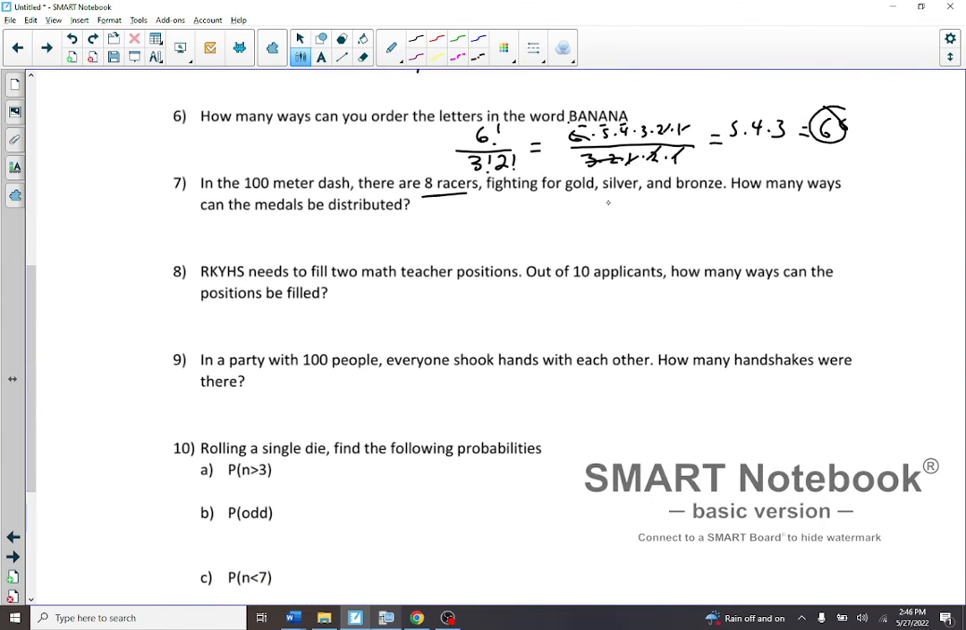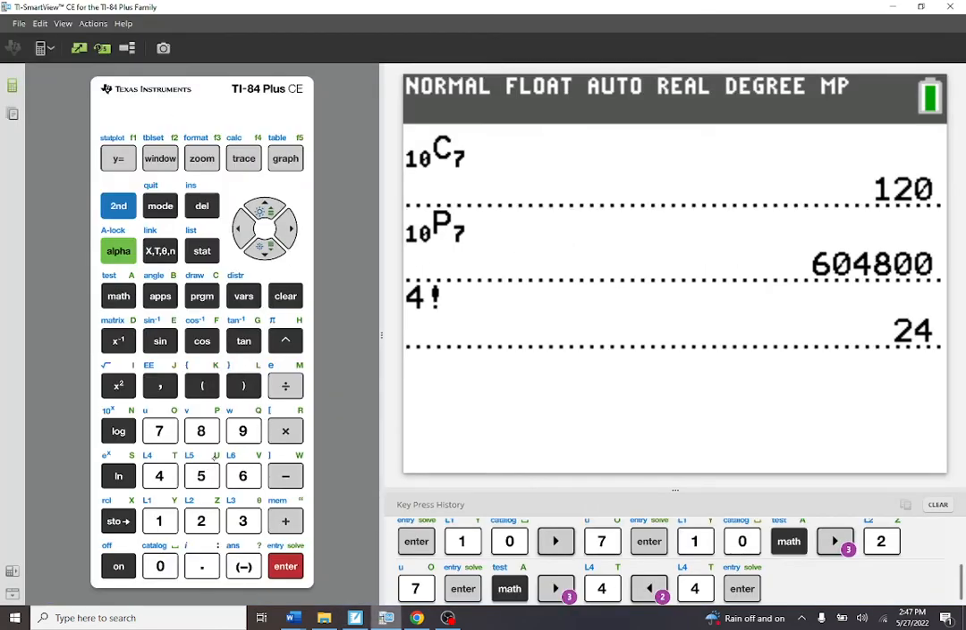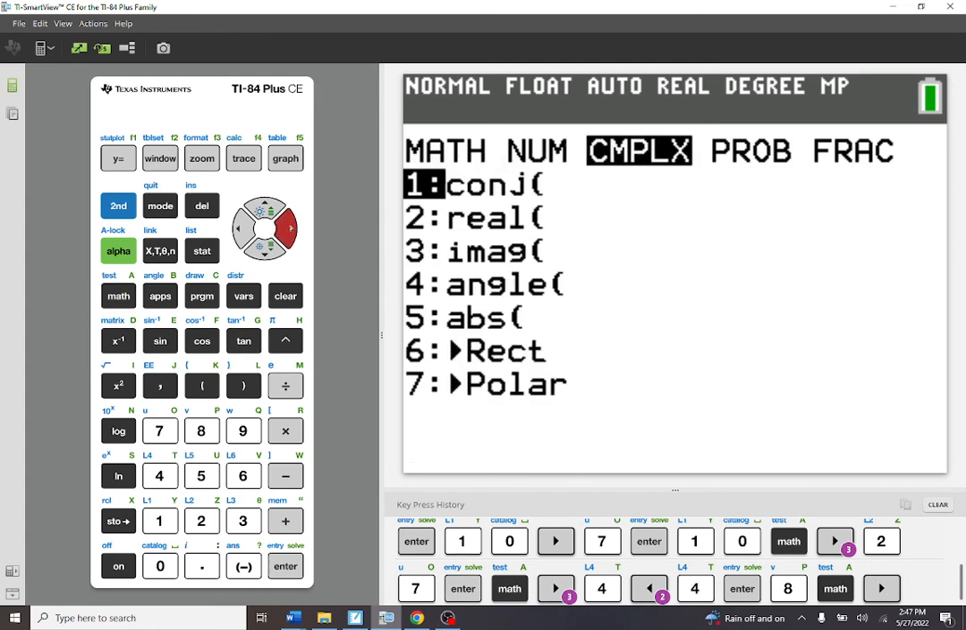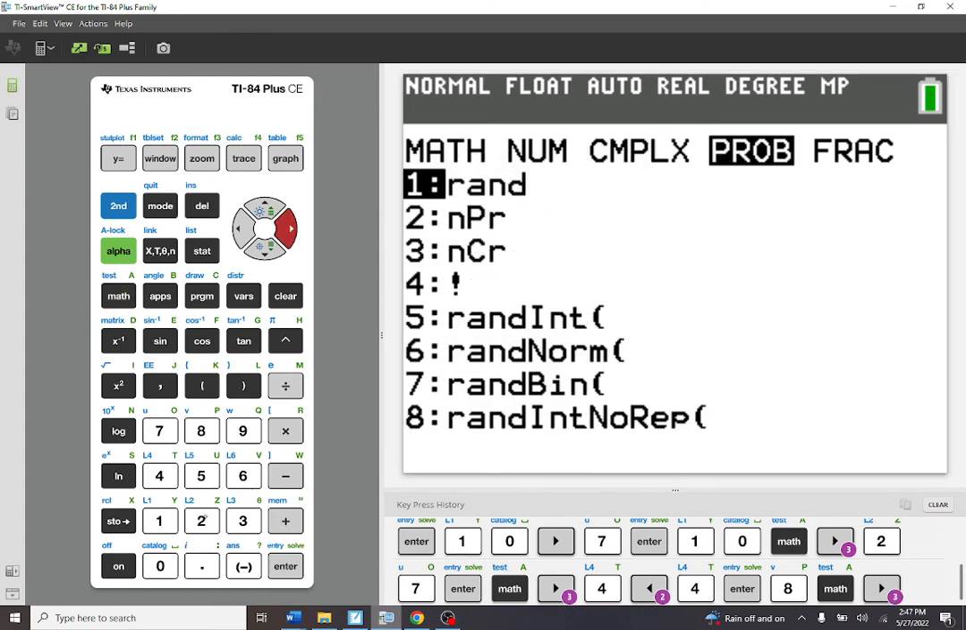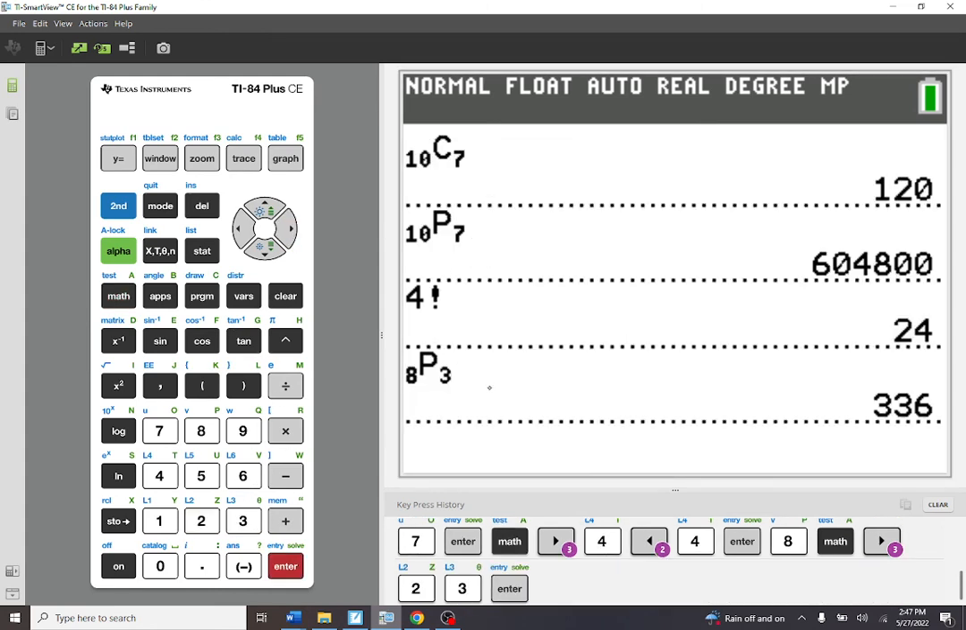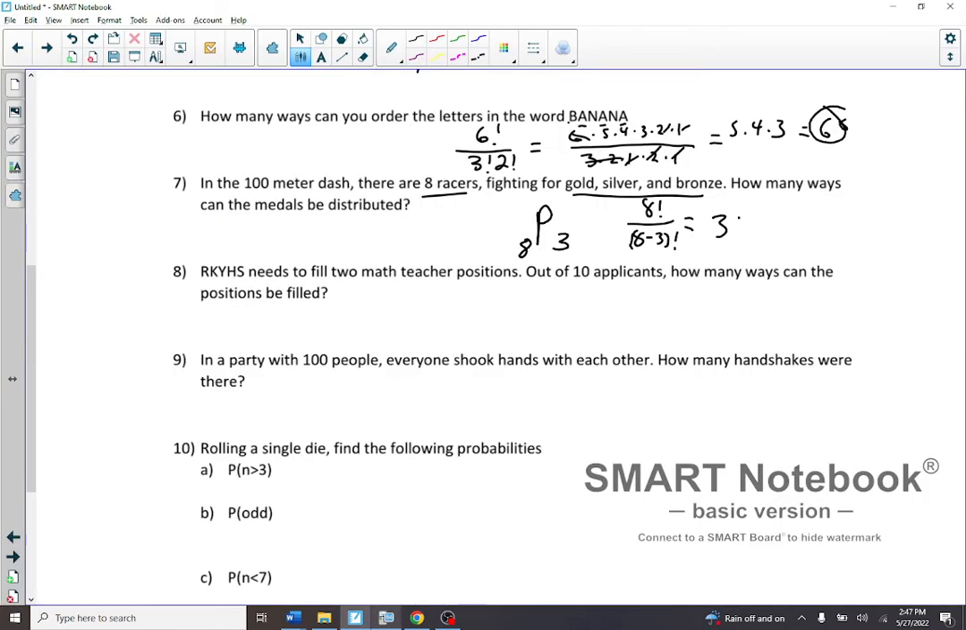100-meter dash, there are 8 racers, gold, silver, bronze. Since these are particular about who goes first or last, 8P3. So it's going to be 8! over (8 minus 3)!. But to make my life easier, 8, math, probability, nPr, so option 2, 3, enter, 336.